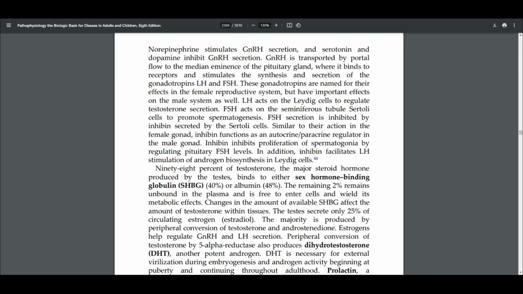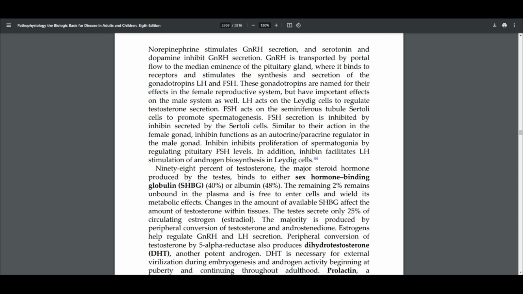stimulates the synthesis and secretion of the gonadotropins, LH and FSH. The gonadotropins are named for their effects in the female reproductive system, but have important effects on the male system as well. Luteinizing hormone acts on the Leydig cells to regulate testosterone secretion. Follicle-stimulating hormone acts on the seminiferous tubule Sertoli cells to promote spermatogenesis. FSH secretion is inhibited by inhibin secreted by the Sertoli cells.